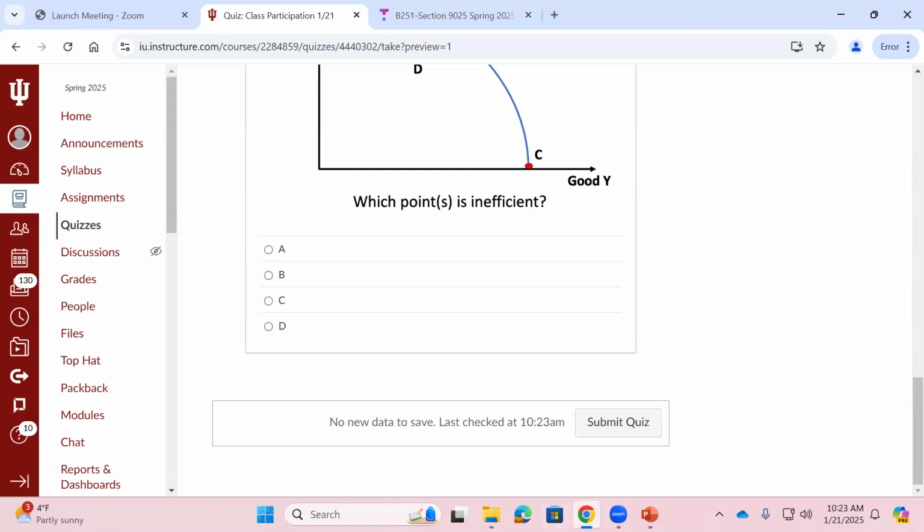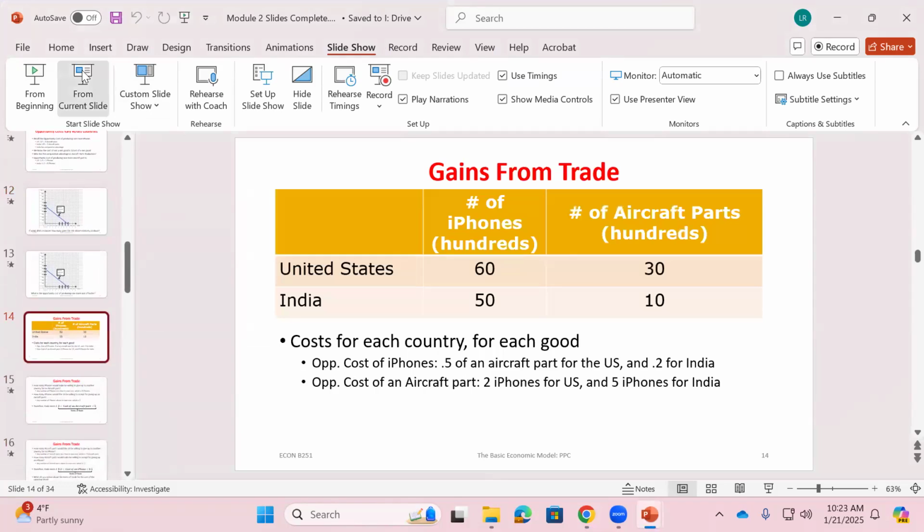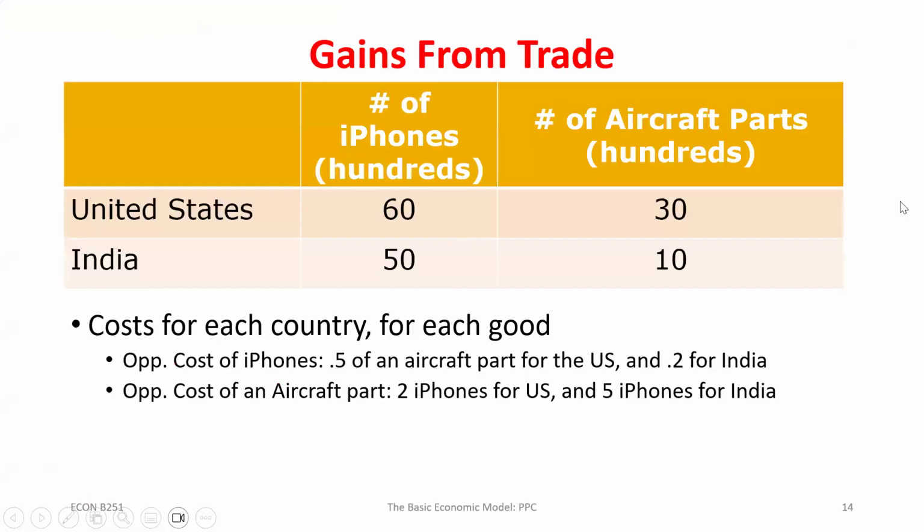So let's go back to the slides here, and we've got one more thing to go through today before we get out of here. Oh, there we go. Which is, once we can identify costs of these countries, okay, the next thing we want to think about is, how could trade maybe make both of these countries better off? Okay.